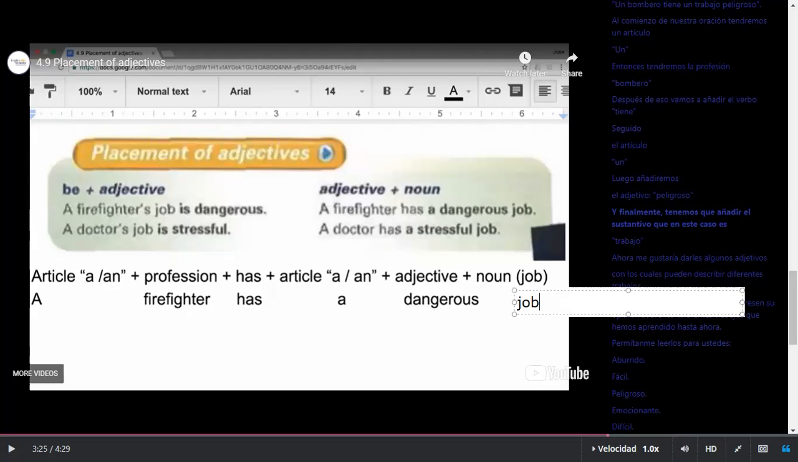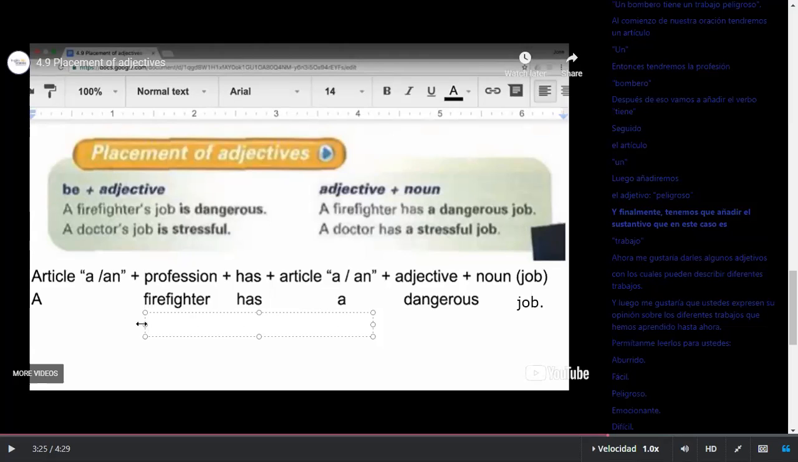Y les voy a dar otro ejemplo que también se puede utilizar en este contexto. Esta no está en la plataforma, pero se la voy a dar porque también encaja. Digamos, usted dice climbing, escalar, is, ahí está el verbo to be, a dangerous, estamos viendo el adjetivo, y sport, deporte, ese es el nombre, okay?